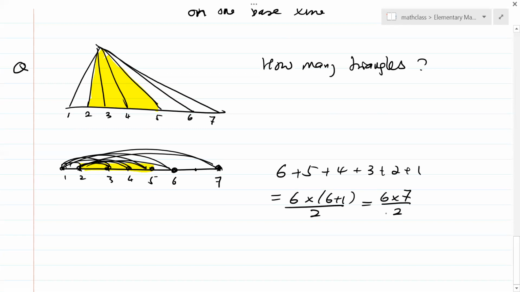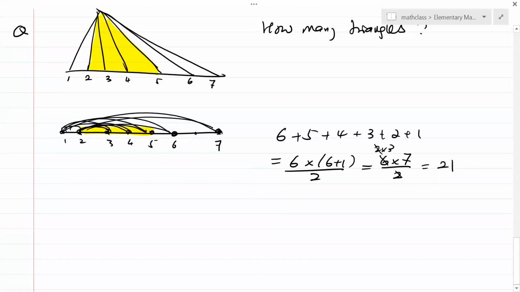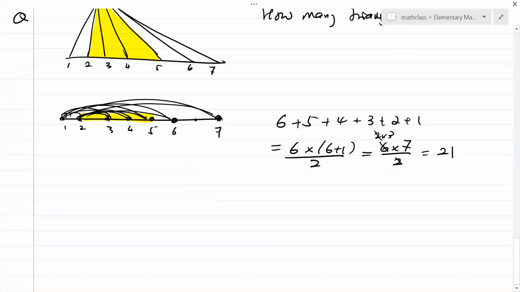Don't do the multiplication first. I suggest you do 6 divided by 2, which is 3, because the 2 cancels out. It will be 3 times 7, which is 21, and nothing is left in the denominator. That's called simplification of a fraction. Let me talk about fractions first, and how to simplify a fraction.